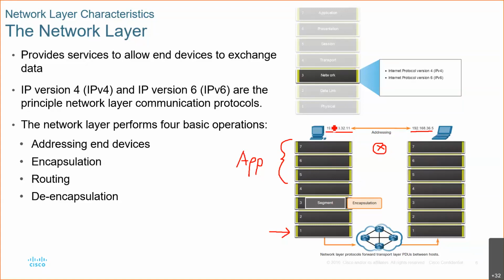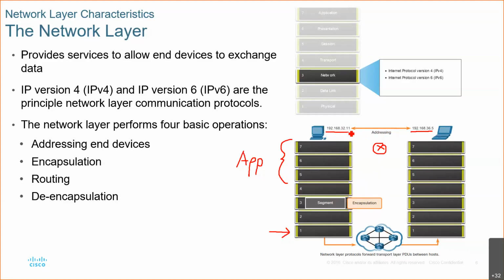How end devices, like your computers, your mobile devices, your IoT devices, exchange data. These are end devices. Switches and routers are intermediary devices. So the network layer is responsible for end devices exchanging data. The principal protocols it uses to ensure communication happens are IP version 4, as you can see over here, and IP version 6.